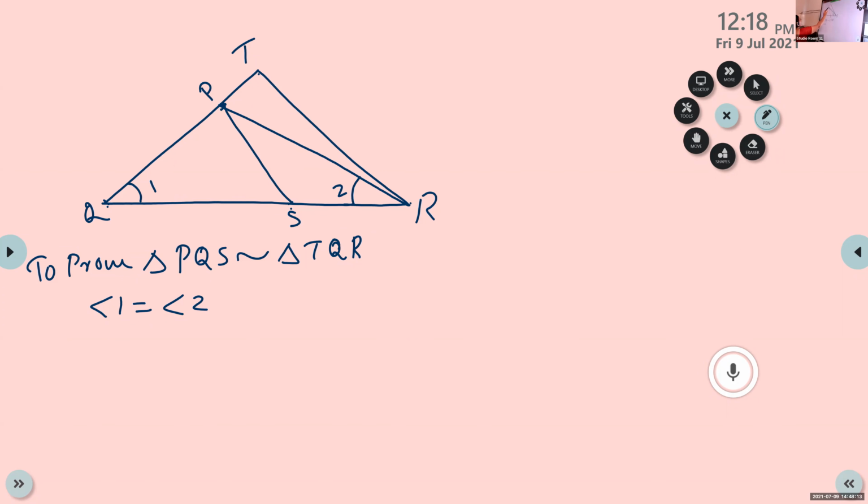PQS. In PQS this angle is there, angle Q. In TQR, the same angle Q. So that is a reason. That is correct. So we can say angle PQS is equal to angle TQR because it is a common angle. Then one angle, okay.